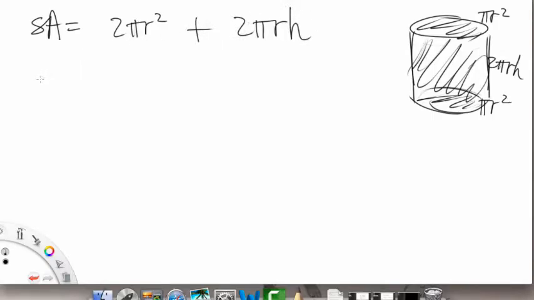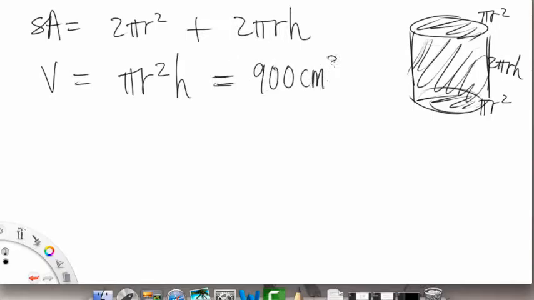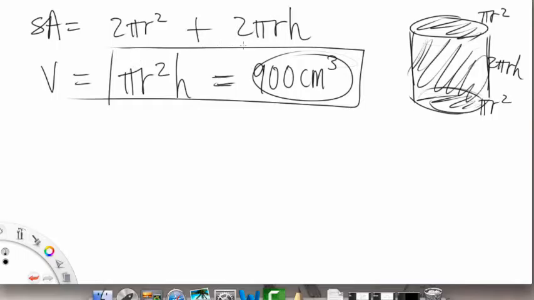And now let's find an equation for the volume. Volume is given by pi r squared, so that's the base, times the height, which is h. Okay, and we also know, additionally, that the set volume we want is 900 centimeters cubed. So this is an important piece of information, because now we can use this formula to eliminate one of the variables, okay? So what I'm going to do is get h by itself so we can eliminate that from the surface area equation at the top. So h is equal to 900 centimeters cubed over pi r squared.